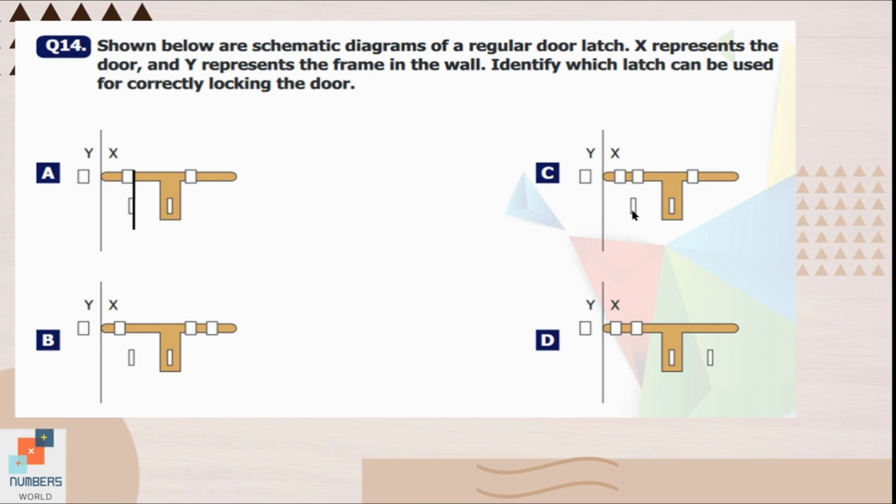In option C, the hook is between the white holders. So obviously we cannot close the latch here. In option D, there is no hook at all to close the door. So option B is the appropriate one.